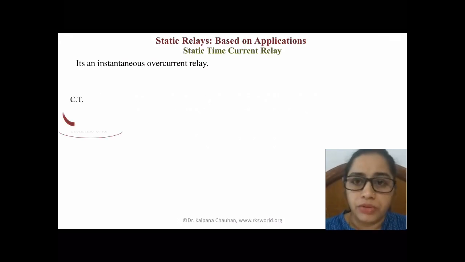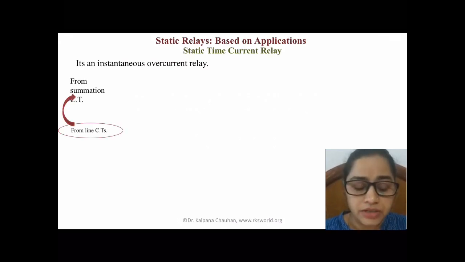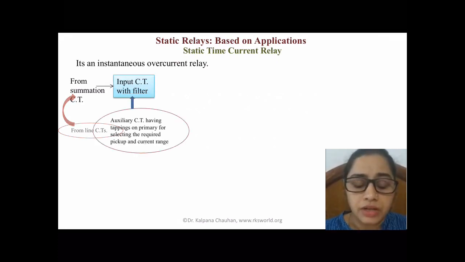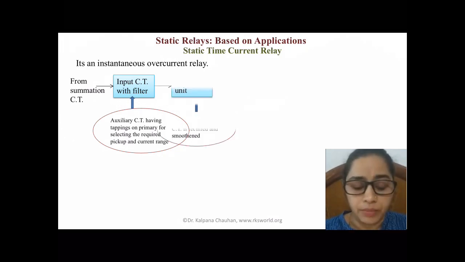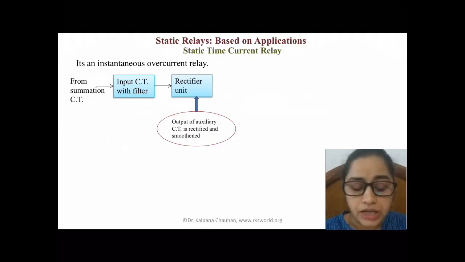The input from line current transformers is going to the summation current transformer. The output of the summation current transformer is going into another input current transformer, which also has some filters. This is called the auxiliary current transformer, which has tappings on its primary side for the selection of required pickup and current range. The output of the input current transformer is going to the rectifier unit. This rectifier unit rectifies and smooths the current.